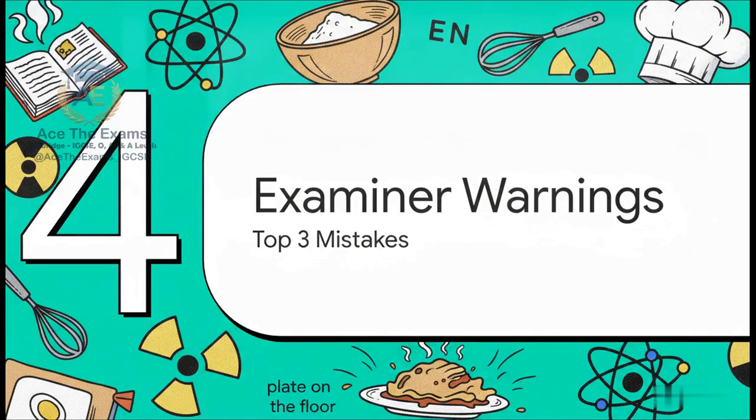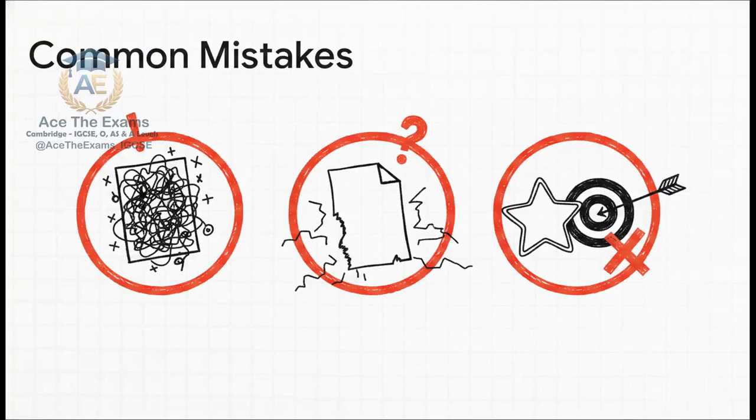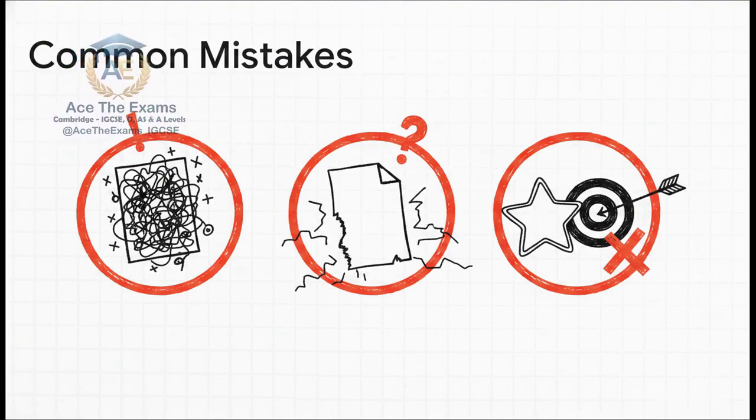Let's move to Act 4, Top Examiner's Warnings. We are opening up the Principal Examiner's Secret Playbook to help you avoid total kitchen disasters in the exam hall. So, the crucial point here is that these are the top 3 easily avoidable mistakes candidates make year after year, straight from the examiner reports.